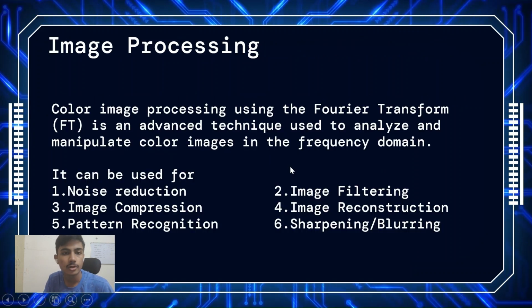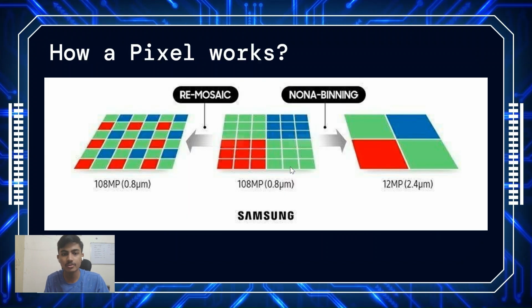What is image processing? When we get to image processing, we know that the Fourier transform plays with the intensity of the signal, not with the color. But the thing is, every single image is made from three colors: red, green, and blue. We will see how that works.